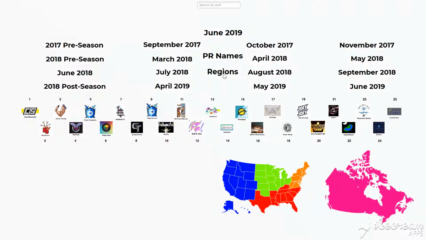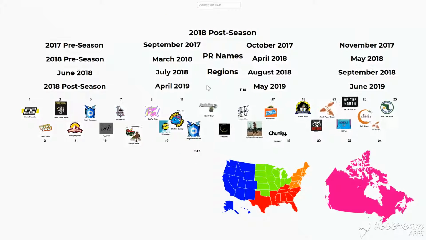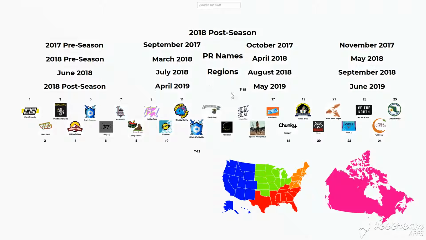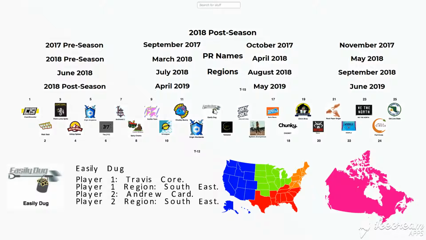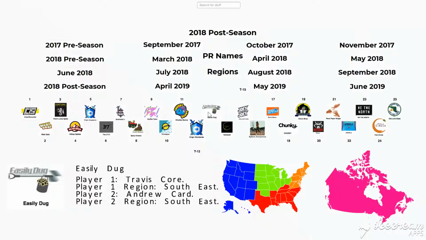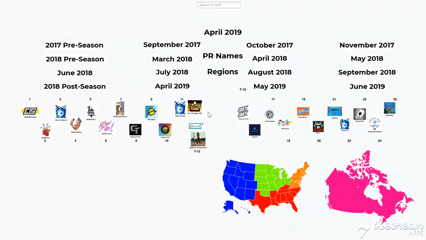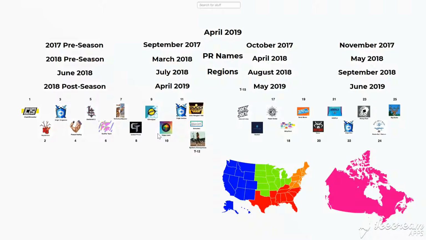Because teams tend to split up as the seasons progress, if a team splits up between two power rankings, the old team will send out a smaller image of itself to the teams that the players go to next. Like Easily Doug, between 2018 postseason and 2019 preseason, Travis Core and Andrew Card went to different new teams. So they'll send little Easily Doug icons down to Trippy Lizard, where Andrew Card went, and Flexible Healing, where Travis Core went next.